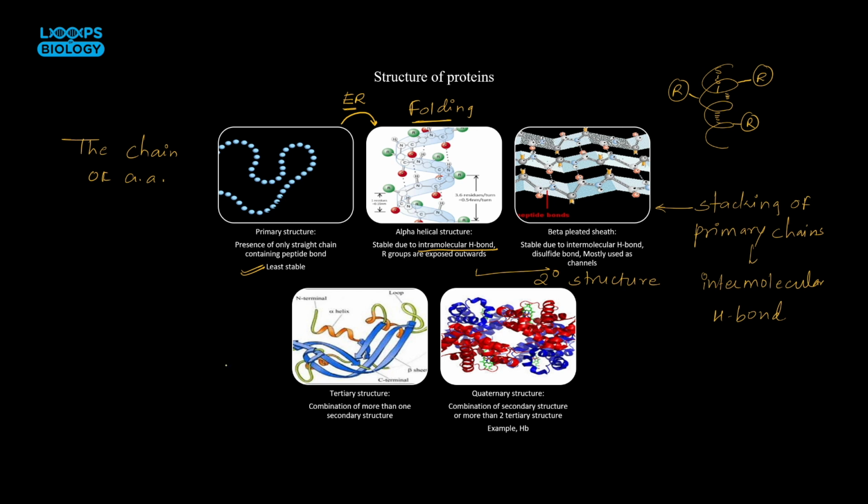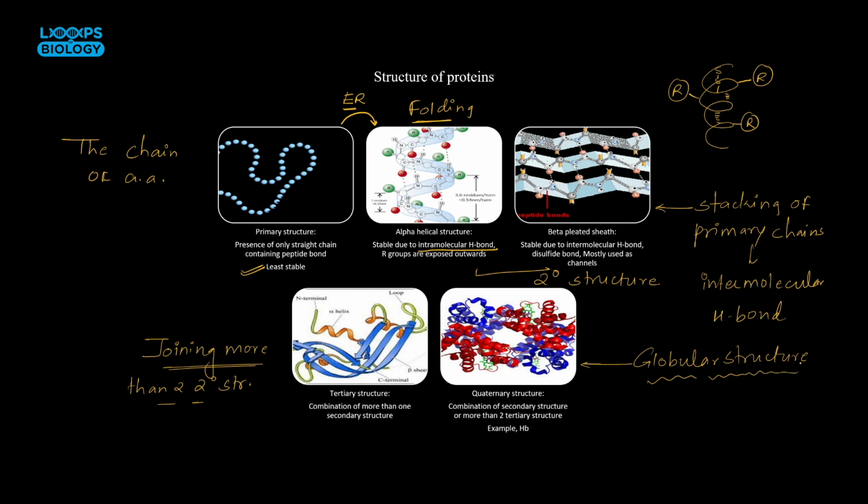This is one of the stable structures, formed whenever I join 2 or more secondary structures. It is going to form my tertiary structure. Similar to that, if I'm joining 2 or more tertiary structures, it is going to form a quaternary structure. This is the globular structure of protein and the most stable structure of protein.